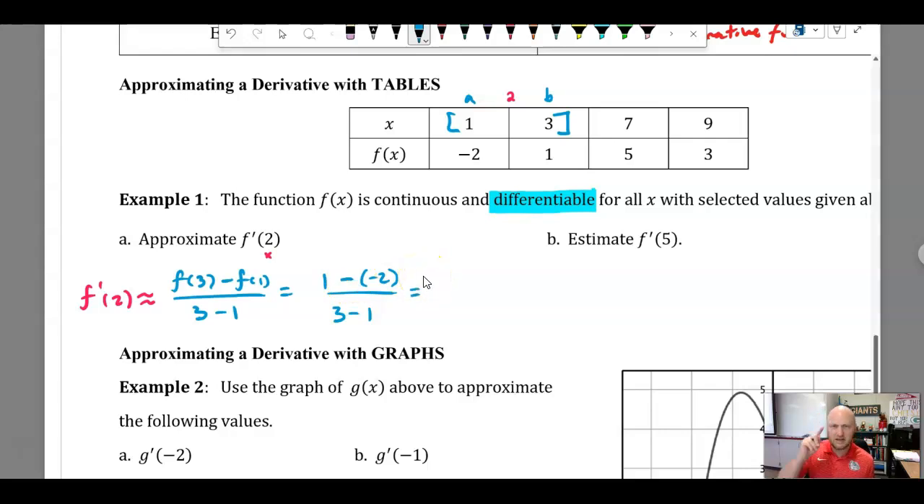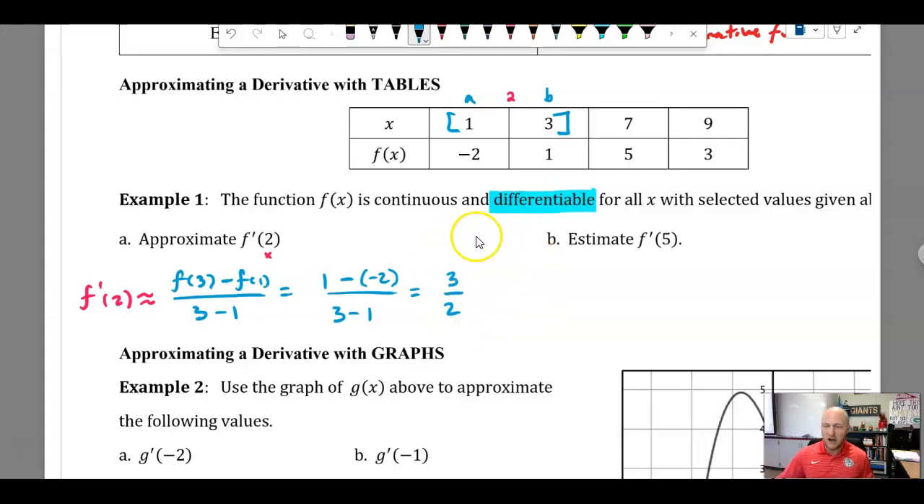But I'm going to turn the tables on you. I'm going to say this is a multiple choice question. What's the answer? And then you're going to do 1 minus negative 2. Well, that's 1 plus 2 gives us 3. Denominator, 3 minus 1. That's 2. 3 over 2. Okay? Fractions are numbers too, okay, people? You don't have to go to a decimal, so 3/2.